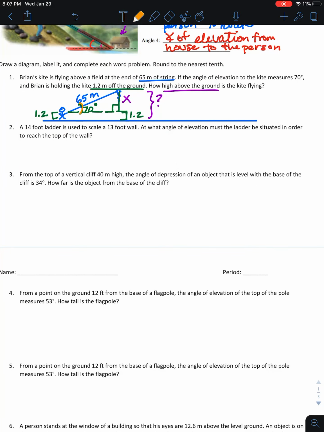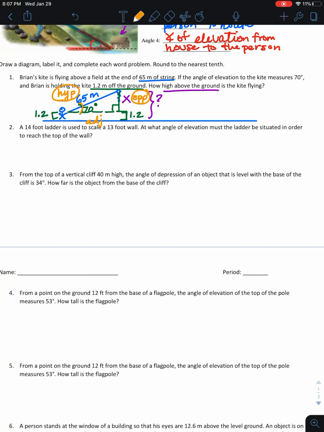You start by labeling your triangle. 70 is the angle of elevation, so that's going to be our reference angle. You label opposite, that goes here. You label your adjacent, which is this one here, and your hypotenuse, which is this here. Then we need to think about what we are given. That's 65, the hypotenuse. And what are we trying to find? That is X, the opposite.